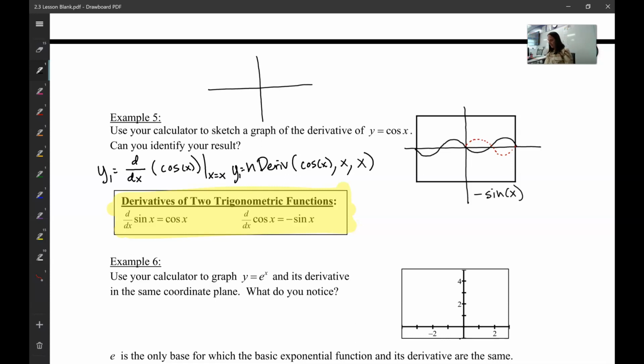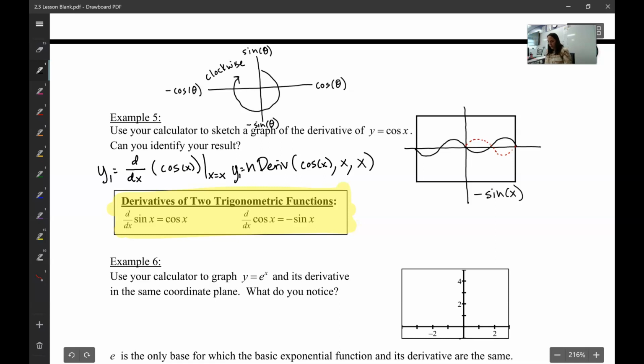So let's say I have a unit circle here. Remember, cosine is my x value. So this would be a positive cosine. This would be a negative cosine. Sine is my y value, so this would be a positive sine. This would be a negative sine. Now, your shortcut is your derivatives move clockwise.